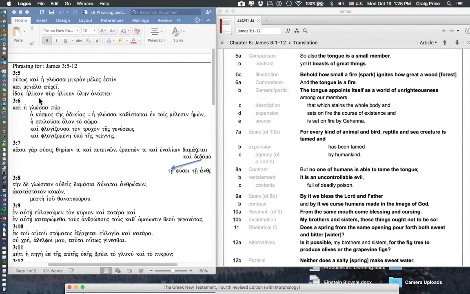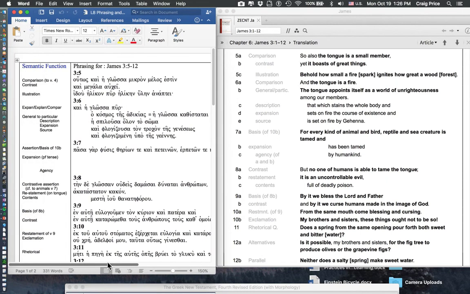So now you see how you translate that, and we're going to label it a contrast, and then the behold is an illustration. Now notice what happens in the next section. He calls it a comparison. The tongue is a fire. Now I've had students argue a different function on these in the past, and I encourage that actually, because it shows me you're really thinking it through.